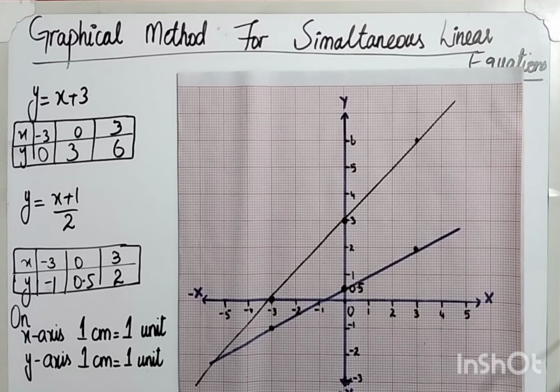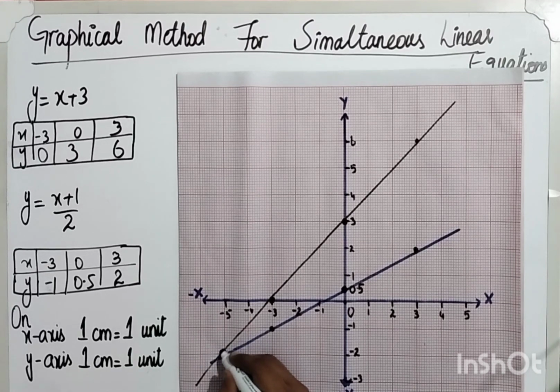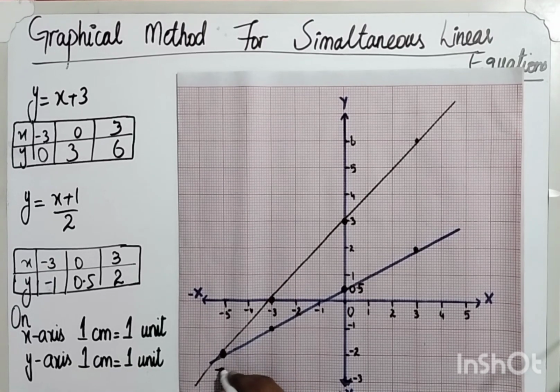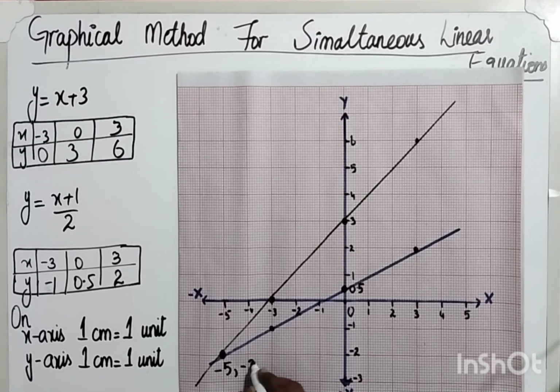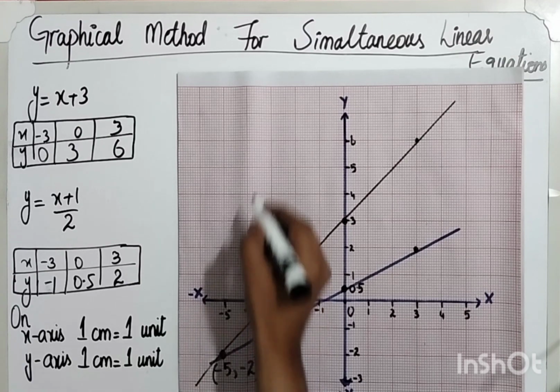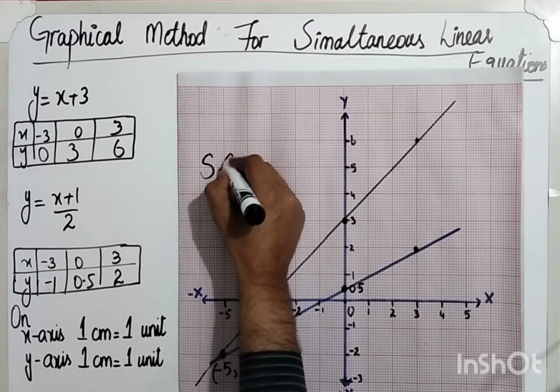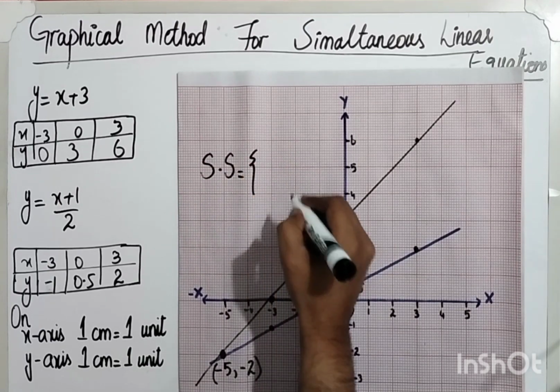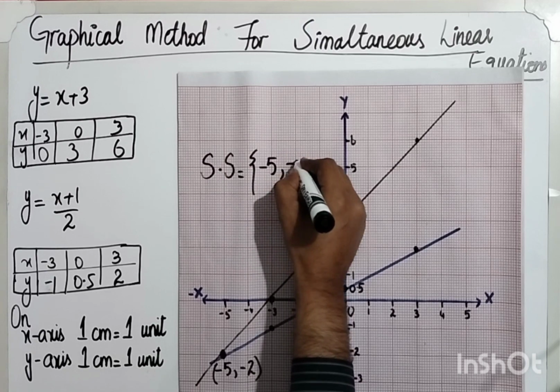Now we can see that the two graphs were not intersecting according to the points that were taken for plotting the tables. So I have extended the graphs in order to make sure that they meet at some point. And we can take the intersection point as this one, to be -5 and -2, and that would be our solution set. So the answer for these two equations is -5 and -2.